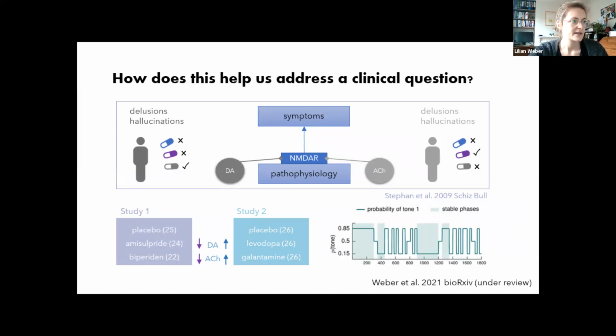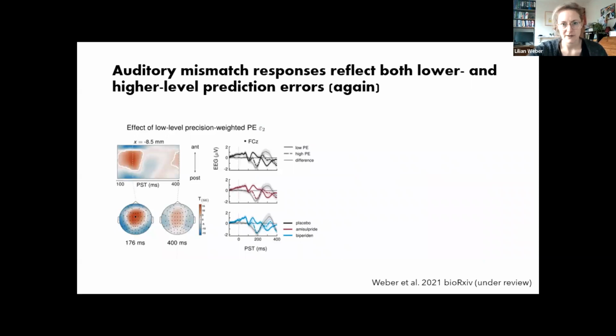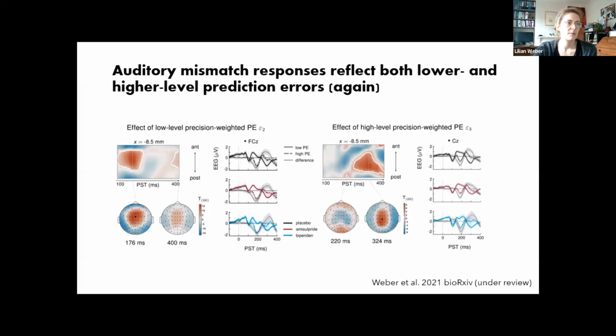But what I really want to show here is that if we apply the same model, or the same idea from the ketamine study, using this hierarchical Bayesian approach with a low-level prediction error and a high-level prediction error, then we find very, very similar activations. So again, the low-level precision-weighted prediction error explains variance in the classical MMN component, and the high-level prediction error explained this later component around 300 milliseconds. And this is true across all drug groups and across both studies. So that was very nice to see that this replicates very well.